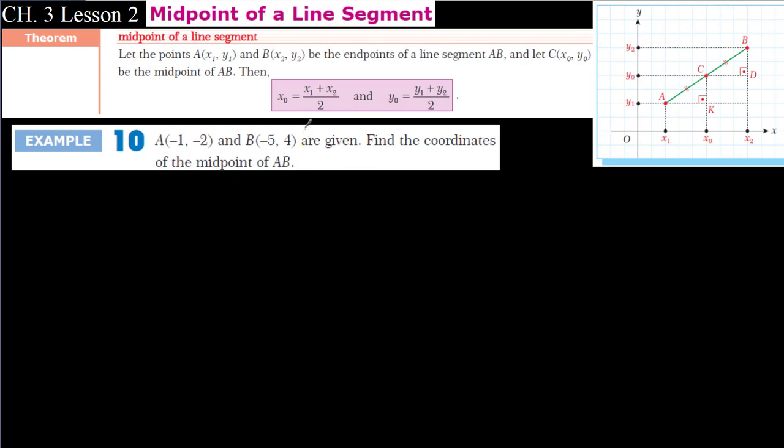Hi dear students, we are going to study the midpoint of a line segment in the second video of analytic analysis of lines. Here is the definition of the midpoint, or how to find the midpoint.